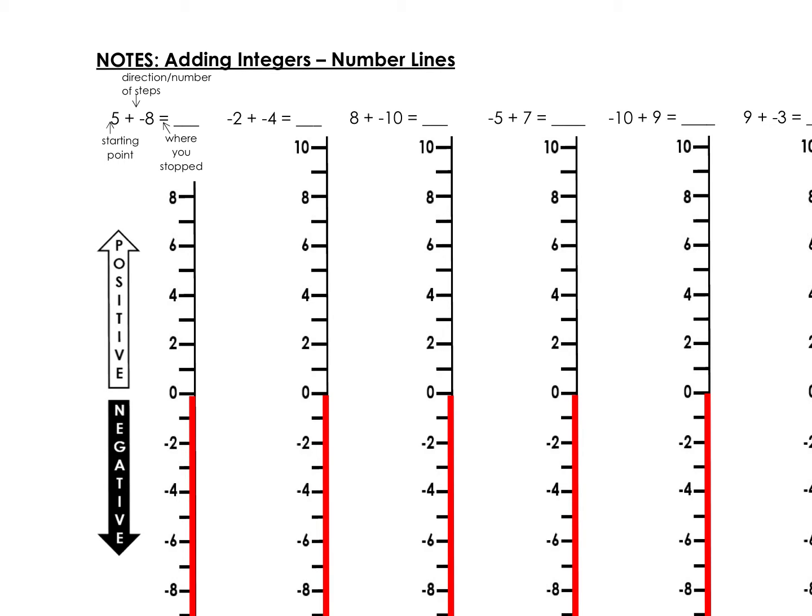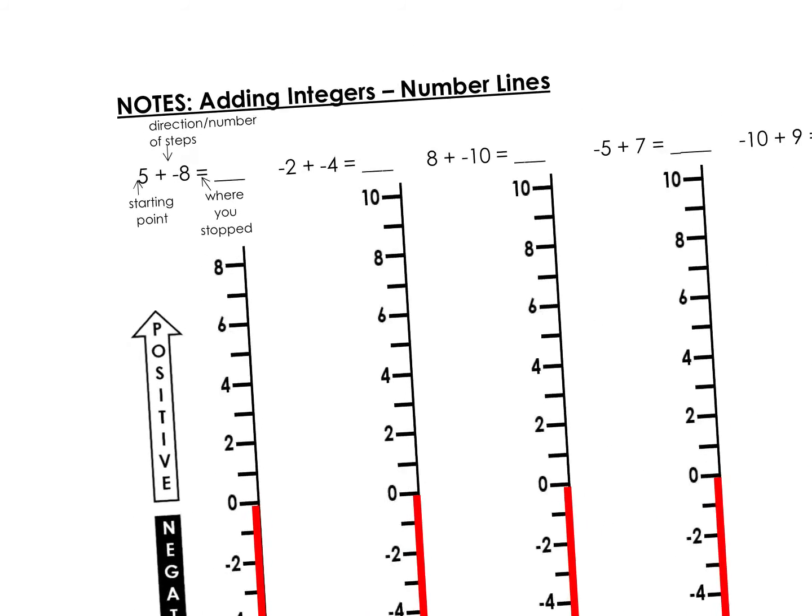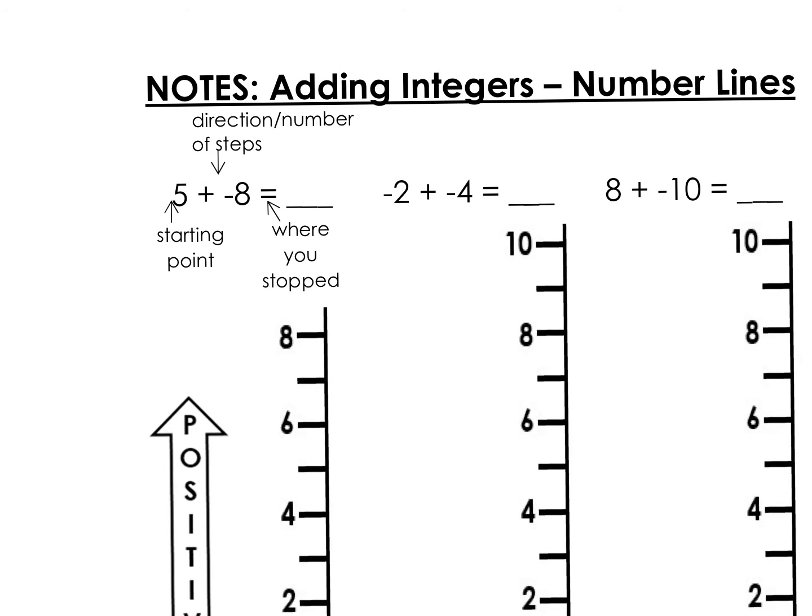In this lesson, we are going to learn how to add integers using number lines. Okay, so when we are looking at the problem, the first number is our starting point. So we are going to be starting at positive 5. Then the second number tells us what direction we're going to go and how far.